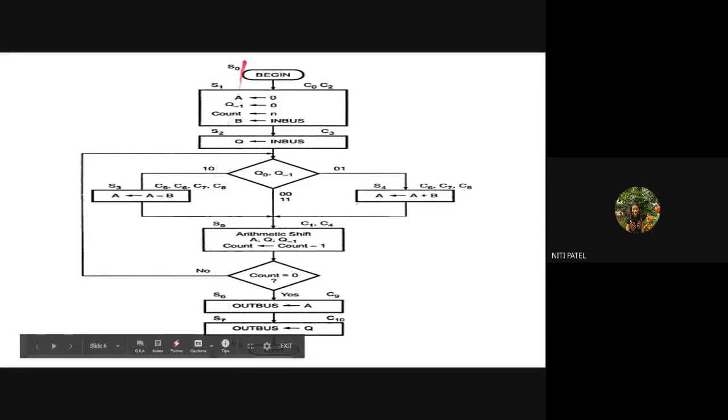That means the current state, and this will be the input. A equal to 0 is the input, Q minus 1 as 0 is the input, count is the input. Then for state S2, Q in bus is the input. Then for the next state, S3, A equal to A minus B is the input. For S4, A equal to A plus B is the input. So if it is a state table, I have seen that all the states are maintained. But if it is hardwired, I have to see that the control signals are also generated.